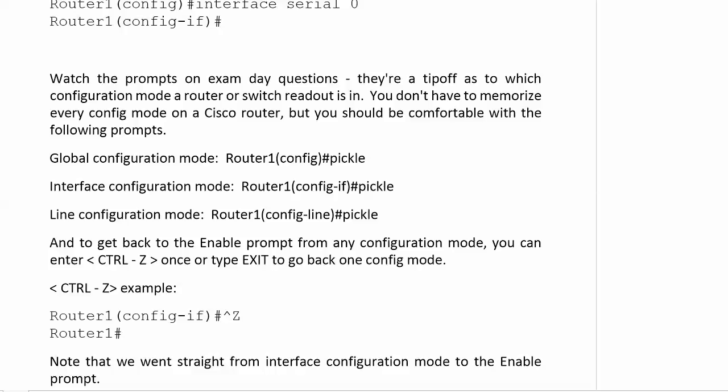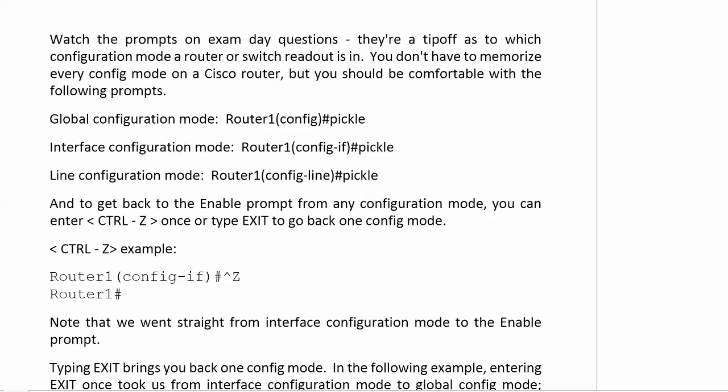These are not the same answer 3 times. These are 3 different answers because one is in config mode, one is in config interface mode, and the other is in config line mode. Just something to watch out for when you're prepping for exam success.